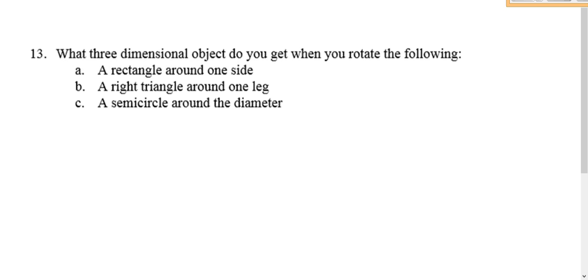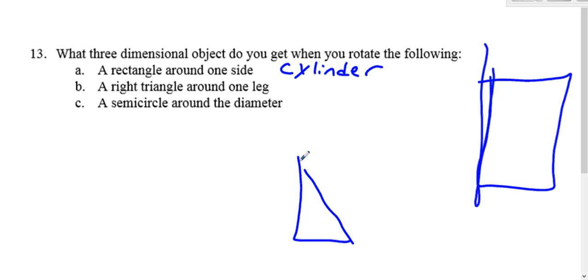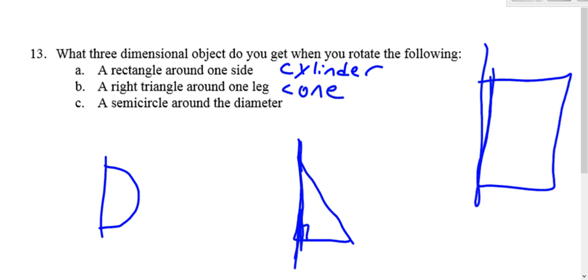What 3-dimensional object or figure do you get when you rotate the following? So if you rotate a rectangle around the side right here, that's going to make a cylinder. If you rotate a right triangle around the leg, comes to a point right there, wide base at the bottom, that's a cone. And if you take a semicircle and rotate it around the diameter right there, that will give you a sphere.